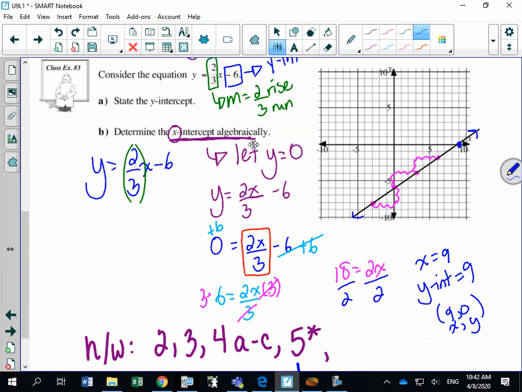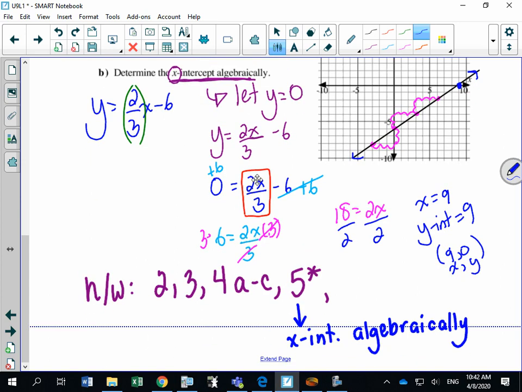Okay, here's the homework that I want you to do, and I'll set you up with a couple of them. So circle questions numbers 2, 3, 4, A, B, C, and number 5. Okay, and I'll probably do one with number 5 with you.